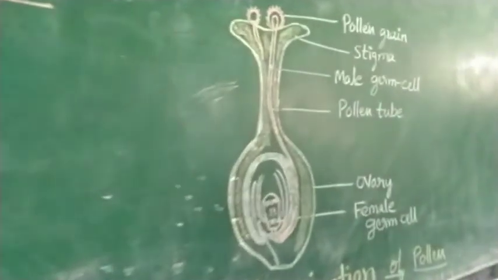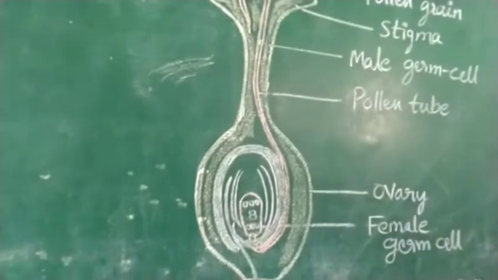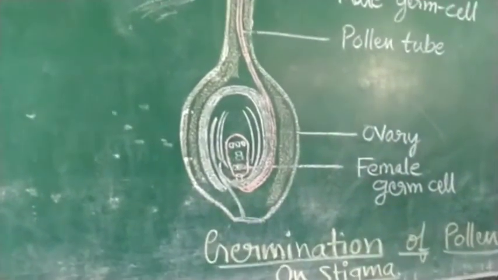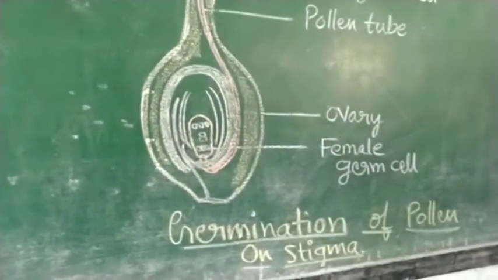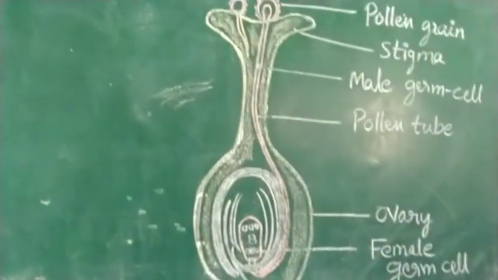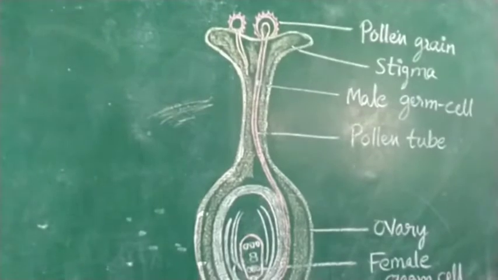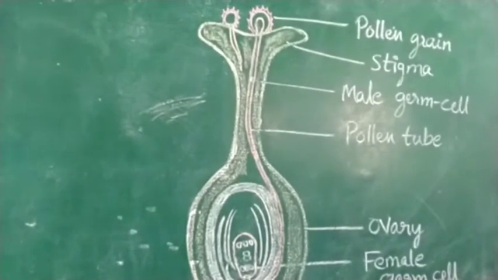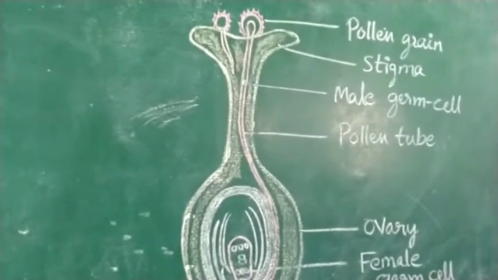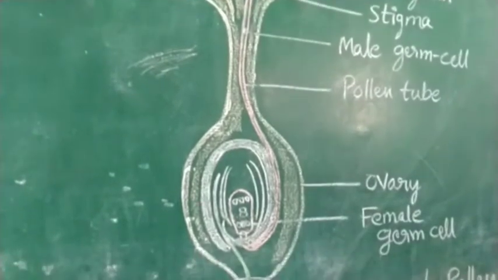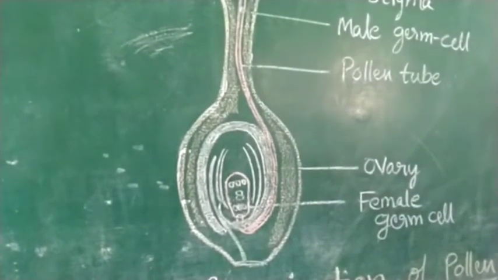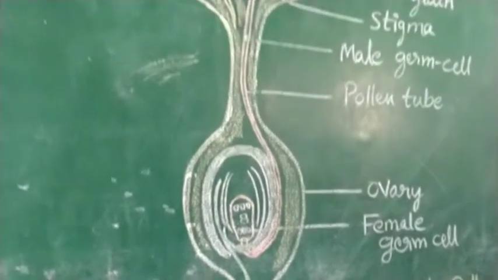Here is the enlarged part of the flower, consisting of the ovary, showing the germination of pollen on the stigma. The stigma has pollen grains. You can see the male germ cell inside the pollen tube. The ovary has the female germ cell inside it.